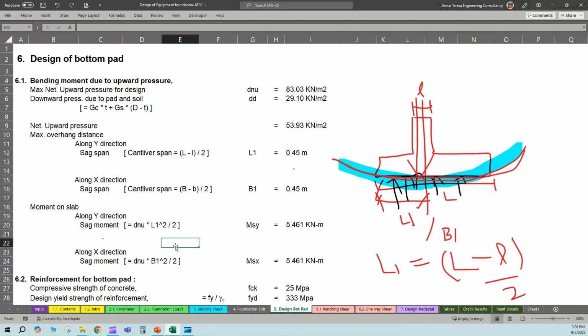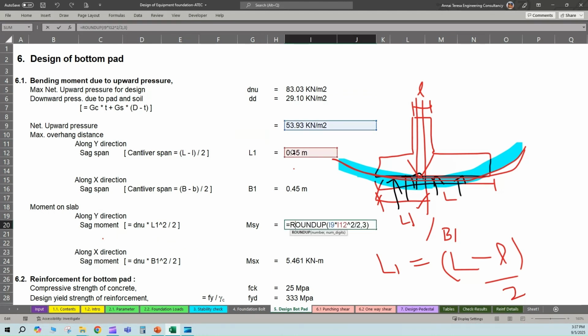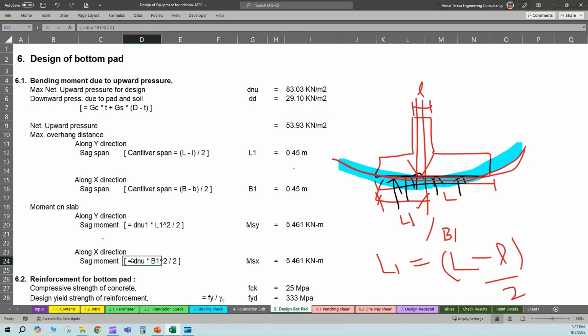So for this bending moment, as it is a cantilever one, we are going to consider only the equations for the cantilever bending moment subjected to uniformly distributed load. So here dnu is the net pressure into L1, which is 0.45, so L1 square by 2. Actually this should be dnu1.